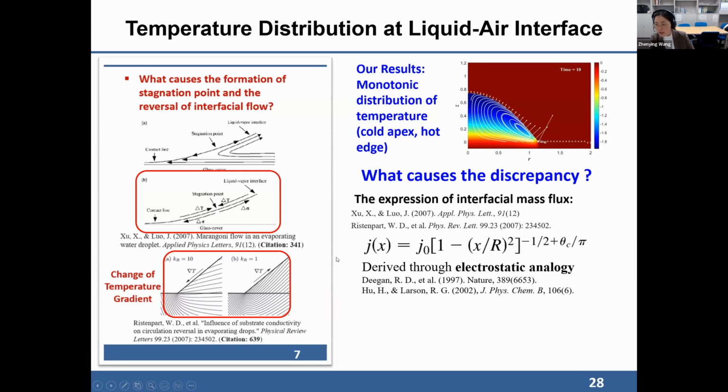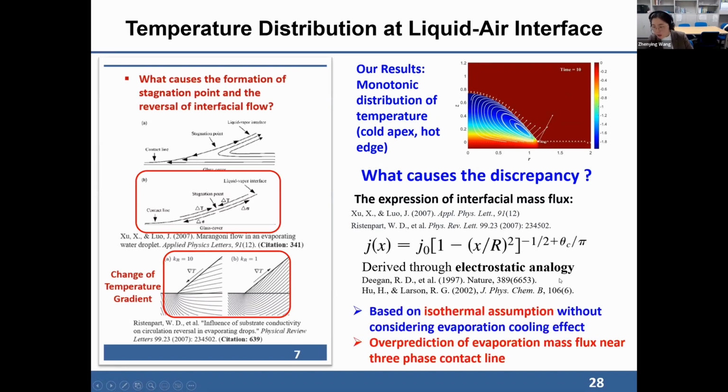So we checked the derivation in these different works. Their derivation is based on the expression of the interfacial mass flux, which is derived through the electrostatic analogy. Additionally, this electrostatic analogy is based on an isothermal assumption, that is, they did not consider the evaporation cooling effect. So basically, they overpredict the evaporation mass flux near the three-phase contact line.